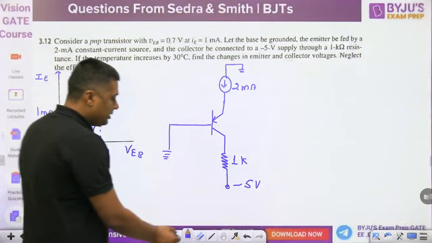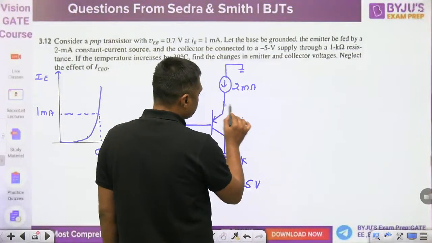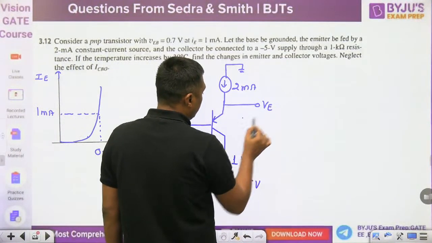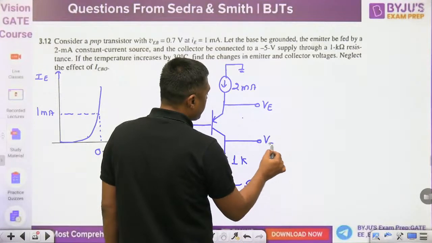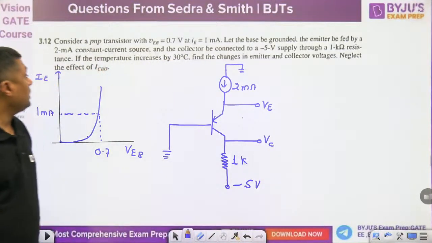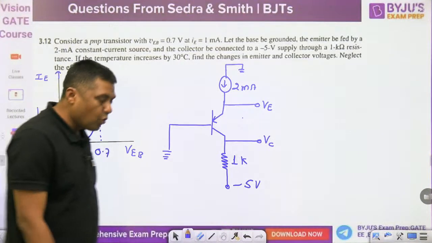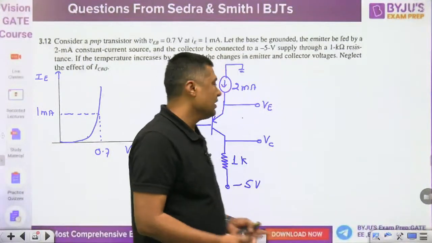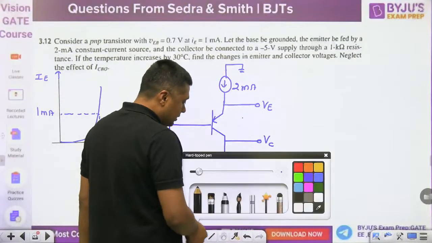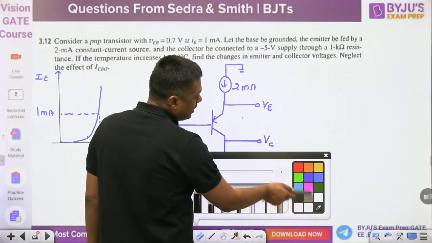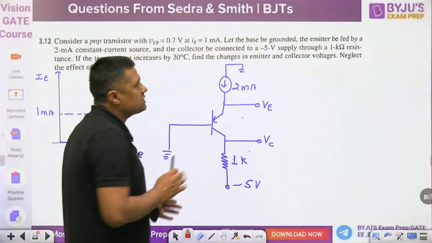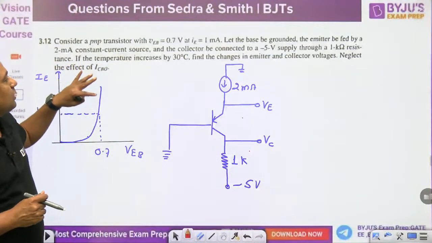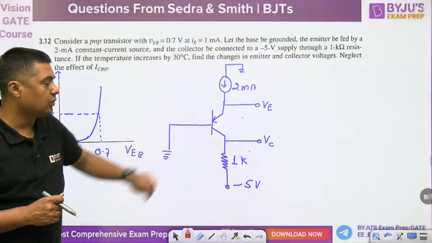Where is the emitter voltage? Here. Where is the collector voltage? Here, we see. Neglect the effect of ICBO. You have to neglect the effect of what? Reverse saturation current, guys. Remember, this is a very, very simple 1 mark question. You have to calculate the effect on VE and the effect on VC.